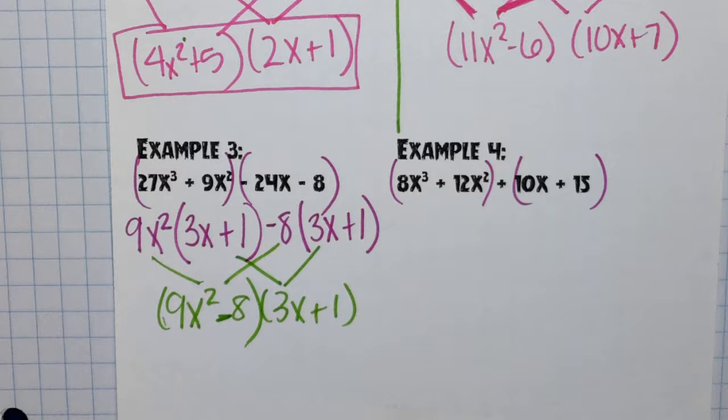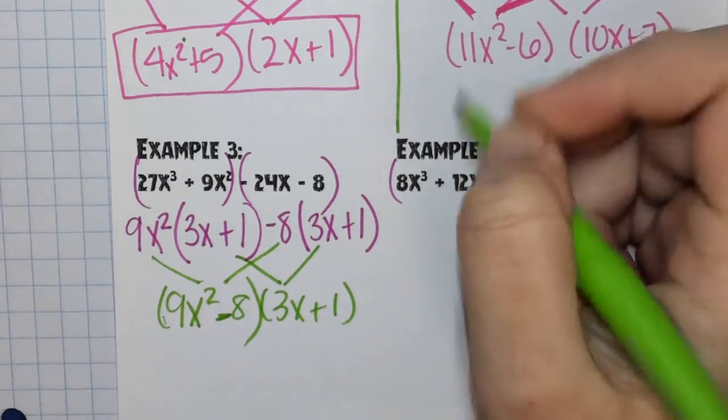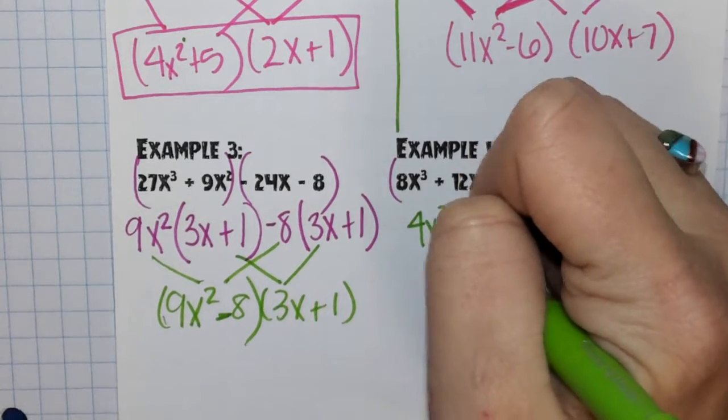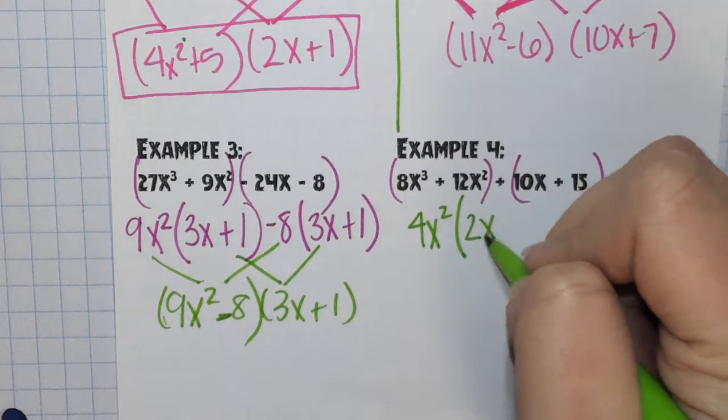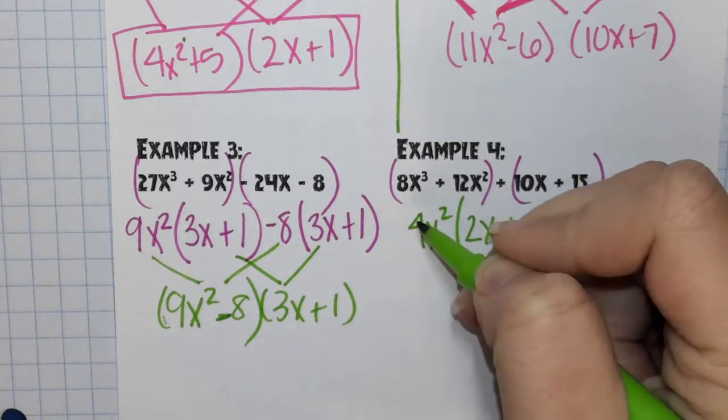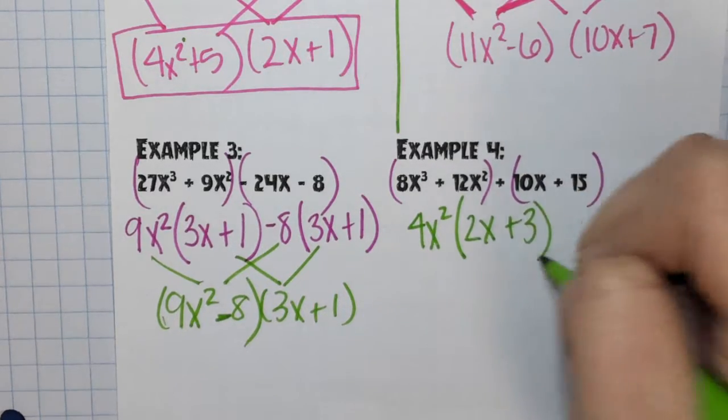Alright, what's the biggest perfect square of 8x cubed and 12x squared? 4. Cuatro. No. X dos. I know, life is tough. Alright, what's 8 divided by 4? Dos X. And then 12x squared divided by 4x squared? Más tres. Good. Take a point.